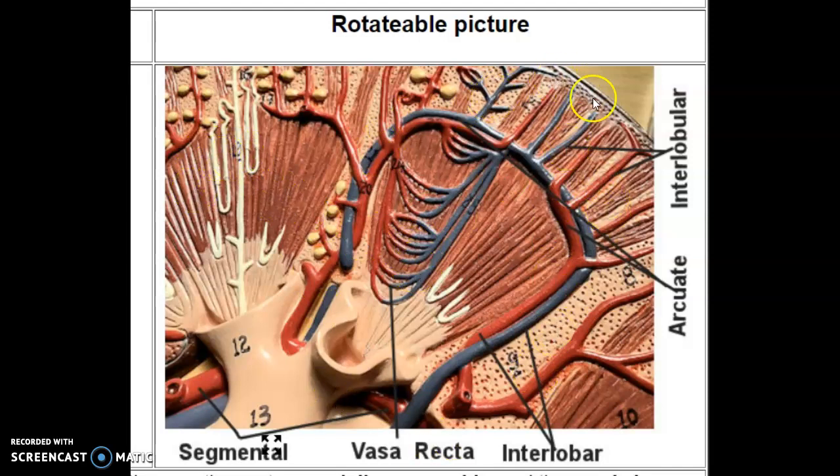Now, blood is going to go back via the interlobular vein, the arcuate vein, the interlobar vein, and here's where medical textbooks and anatomy textbooks differ. There's a vein right there. Should be the segmental vein. According to your textbook, the segmental vein doesn't exist. I learned segmental vein. I've seen it. I'm going to call it a segmental vein.